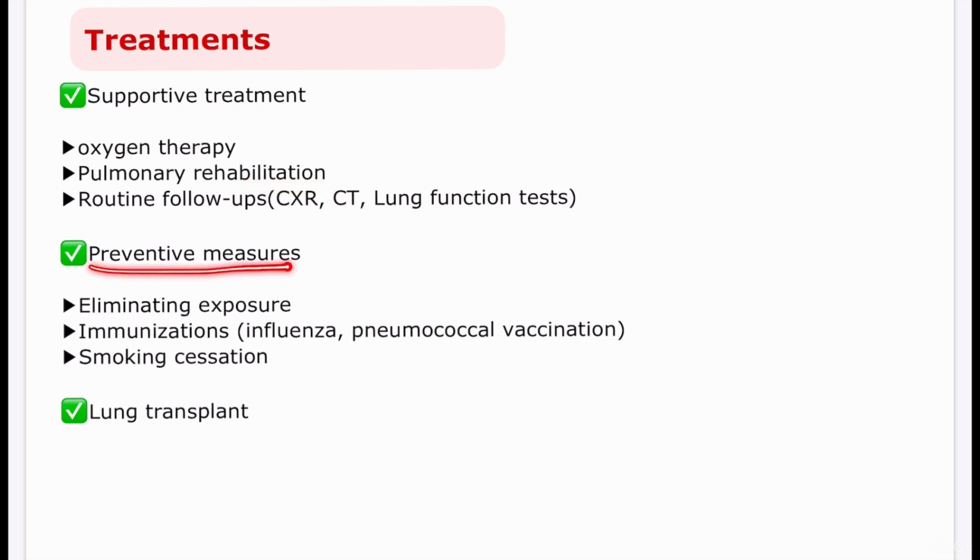Preventive measures are also recommended for asbestosis patients. They include eliminating the exposure of asbestos and also immunizations. A patient with asbestosis should receive influenza shots every year and pneumonia shots periodically. Smoking cessation is also recommended to reduce the risk of complications. In rare and advanced cases, a doctor may recommend a lung transplant or surgeries.